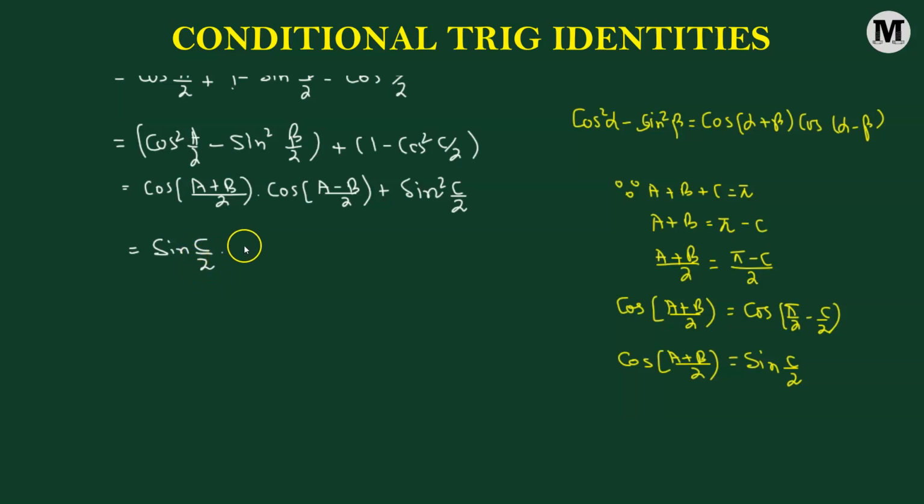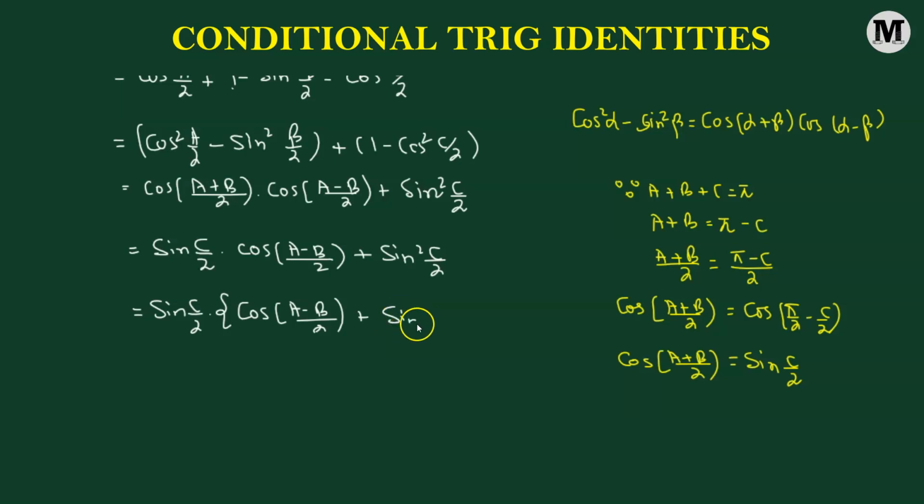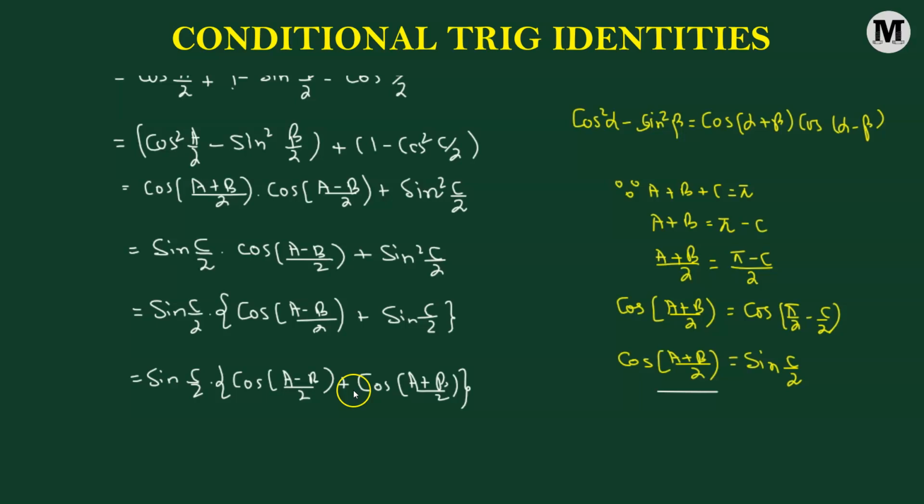Okay, what we'll do, we'll replace cosine of a plus b over 2 with sine of c over 2, multiplied by cosine of the angle a minus b over 2, added to sine squared c over 2. Now we have two terms, and from the two terms we're going to take sine c over 2 as the common factor, such that from the first term we are left with cosine of a minus b over 2, and in the second term we have sine of c over 2. So this is equal to sine of c over 2 multiplied by cosine of the angle a minus b over 2 added to, so sine c over 2, again we use this transformation and replace it with cosine of a plus b over 2. Right, this is done so that we can easily add up the two cosine functions.